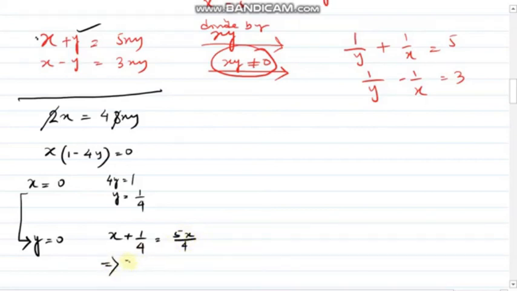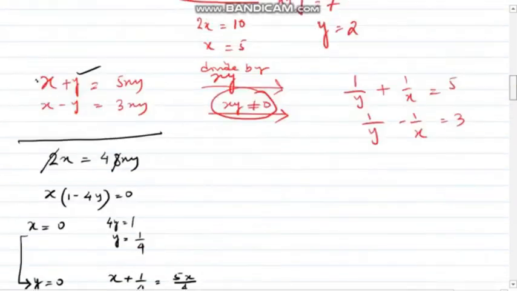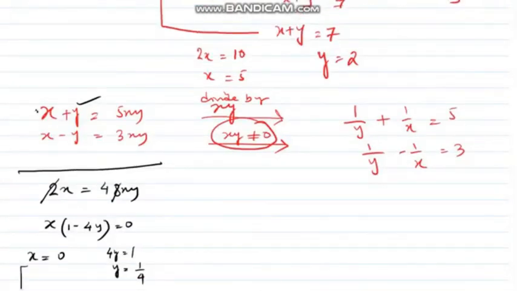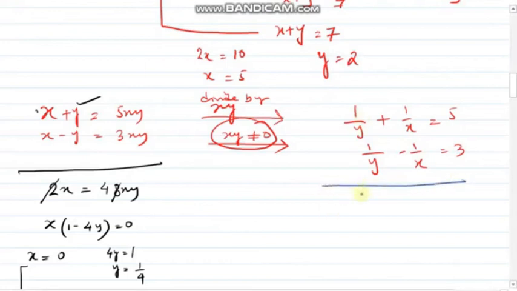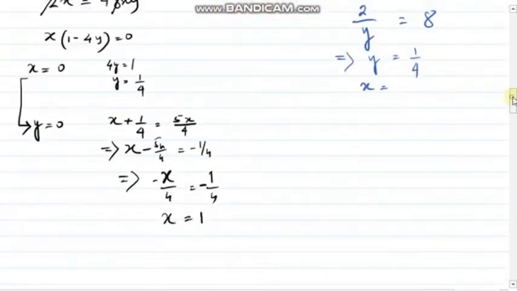So if you take x minus 5x by 4 this side, minus 1 by 4. So if you solve it, you will get minus x divided by 4 equals minus 1 divided by 4. Hence your x will be equal to 1. So x is 1 and y is 1 divided by 4. If I add these two, just check, this will be cancelled out. So 2 divided by y is equal to 8. Hence your y will be equal to 1 divided by 4. And if you solve also, you will get x equals whatever you got there, that is 1.